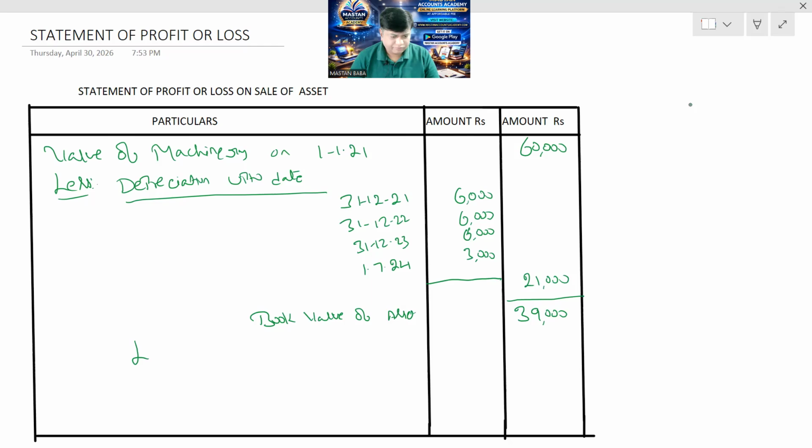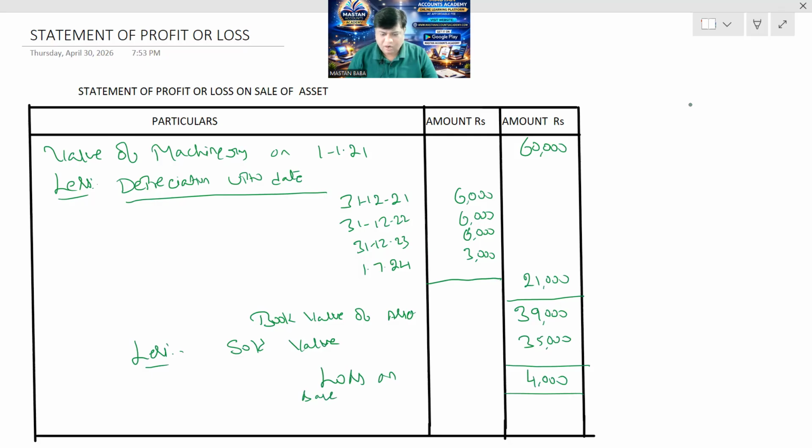And less sold value. What is sold value of asset? The sold value is in the question given, 35,000. So just imagine మీ దగ్గర ఉన్న వస్తువు విలువ 39, but sold for 35. Less than book value or more than book value? Less than book value. So 39 minus 35,000. We will get how much, dear students? 4,000. Less than book value. So you have to say loss on sale of asset, or simply can write loss. That's it. This is the end of answer.